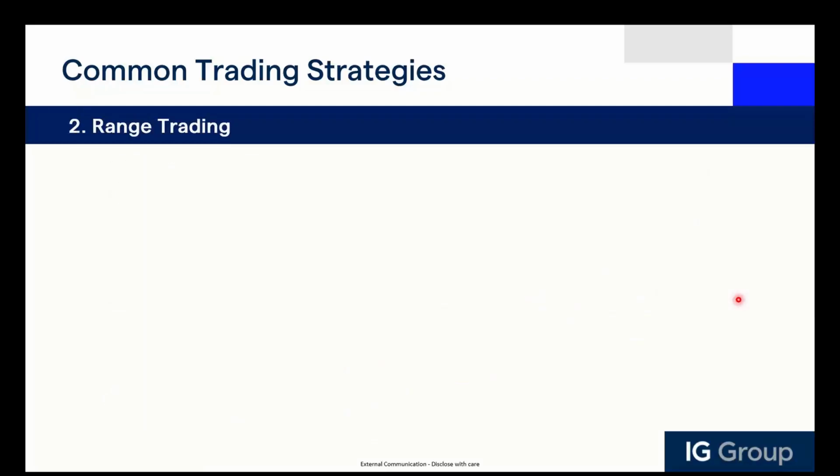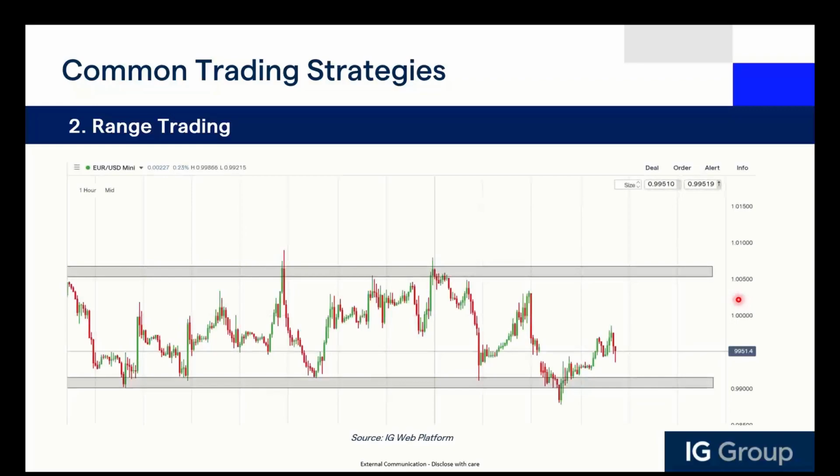So the next one, we have range trading. I think this is fairly straightforward, right? When we look at charts, many times we tend to see prices ranging between certain support and resistance. So the concept here is that when prices are ranging, we want to buy at support and sell at resistance, right? So it's just buy low and sell high.